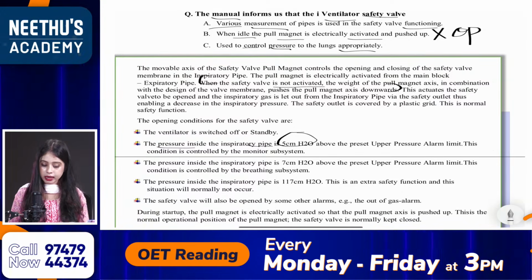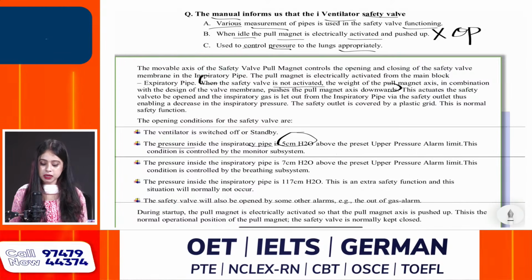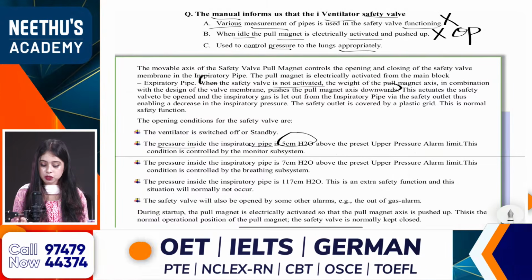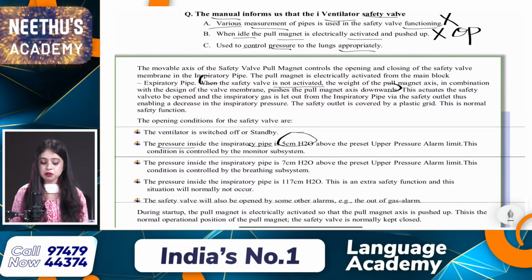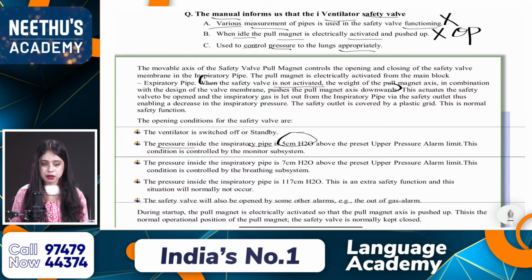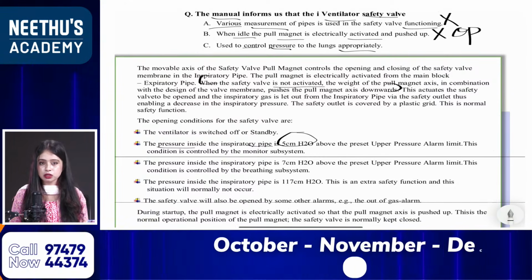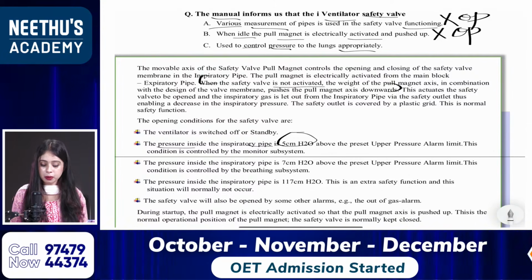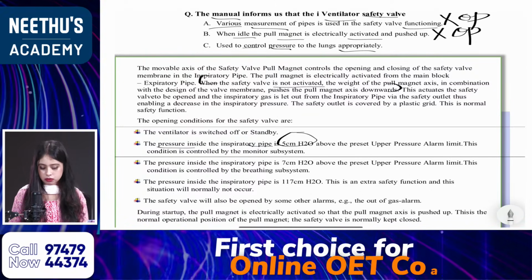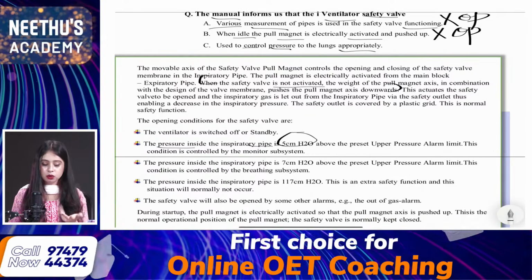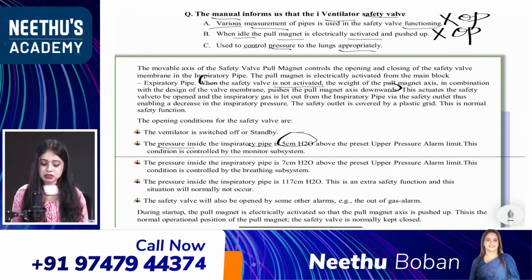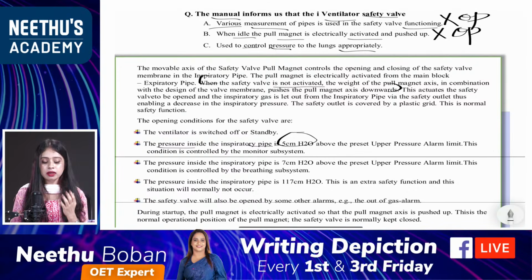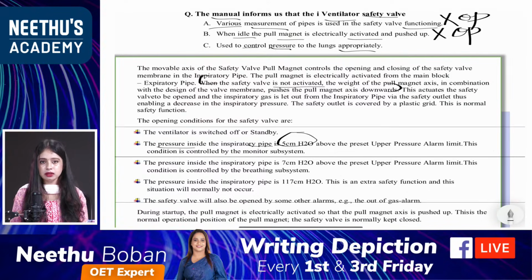So that means again one of the options can be eliminated. Which option? We can eliminate option A. What is option A? Various measurement of pipes is used in the safety valve functioning. See, it is not the measurement of the pipe. So that is again a contradictory option, an opposite option. Okay, so already we got the answer, which is option C, used to control pressure to the lungs appropriately. That is the use of the ventilator safety valve.